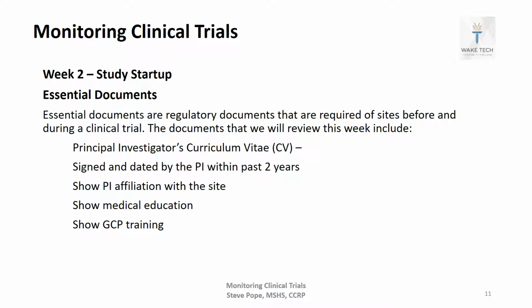If the PI is a faculty member at a medical center and they have a site that has a different name, we want to see that they are affiliated with that site as an employee, or some sort of affiliation should appear on that CV. It should show what their medical education is, where they went to medical school, where they did their undergraduate work, all of those things. It should also indicate their current good clinical practice training, when that occurred, where they did it, and what organization they did it with.